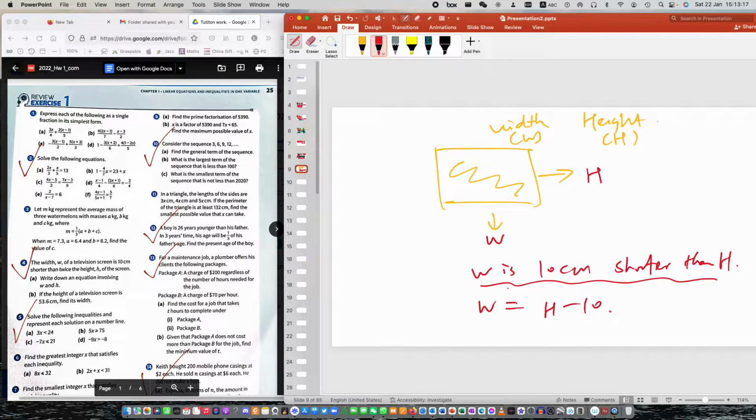Why not 10 minus H? Because W is shorter. Than H. No, I'm asking why not 10 minus H? Why must it be H minus 10? Why not 10 minus H? Why not the other way around? How do you decide? Give yourself a simple example.